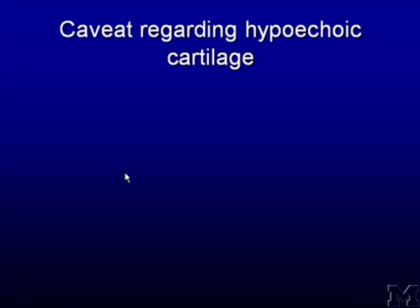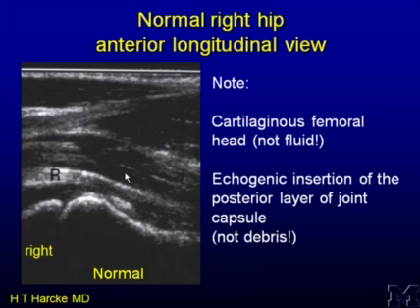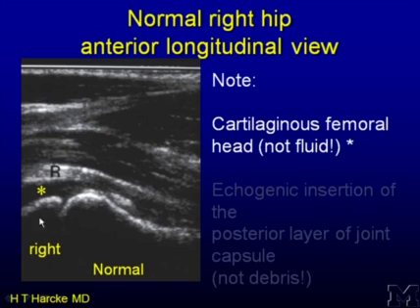Now, this brings up a little caveat. This is going to refer to the normal side that I had in the last slide, and here it is. There are 2 aspects. One regards the femoral head, and one regards this little echo right here. First of all, be mindful that children have a lot of cartilage in their epiphyses. They're not like adults with just a little bit of articular cartilage. I've seen people misinterpret this hypoechoic cartilaginous portion of the femoral head as fluid, and it's not fluid at all. So be mindful of that.